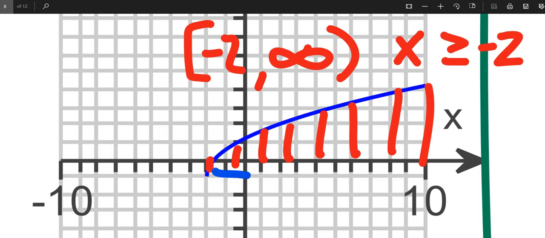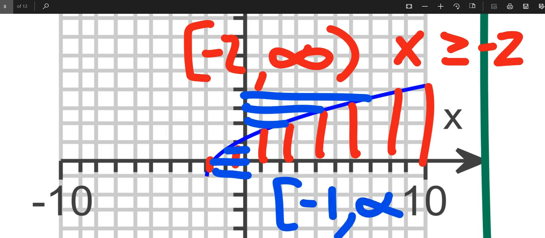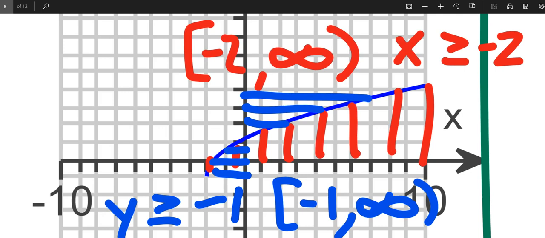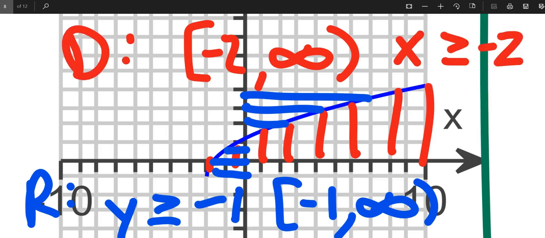The range. What if you push all of these onto the y-axis? What's the range? -1 to infinity. That is true. Or for those of you, y is greater than or equal to -1. That would be my range, and my domain was this.